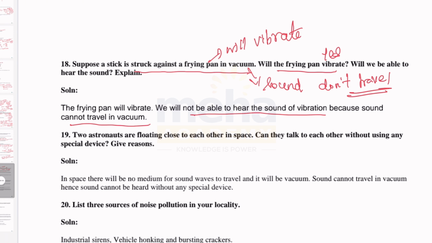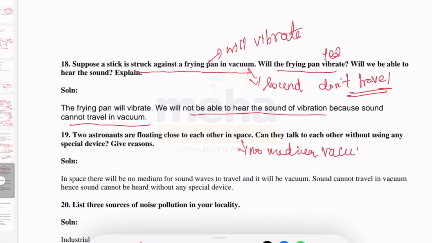Next, two astronauts are floating close to each other in space. Can they talk to each other without using any special device? Actually, in space there is no medium. In space, we have only vacuum. So we know that sound cannot travel in vacuum. So without using a special device, the two astronauts cannot speak.